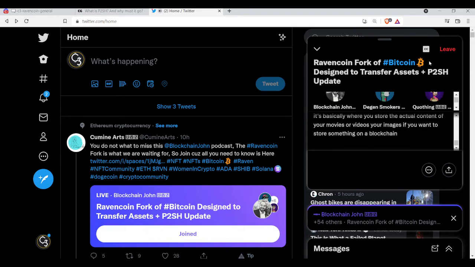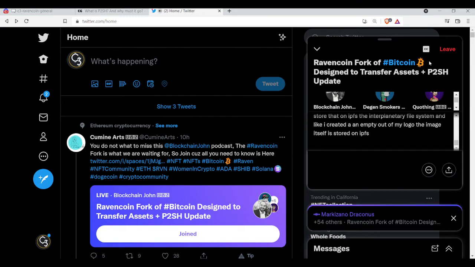And I created an NFT out of my logo. The image itself is stored on IPFS. I go and I take that image and I just supply it to that network, and it's stored on that network. And then I take the hash that I get from that, the QWXZ, whatever, and I put that into my asset on Ravencoin, and that's how you create an NFT on the Ravencoin network.